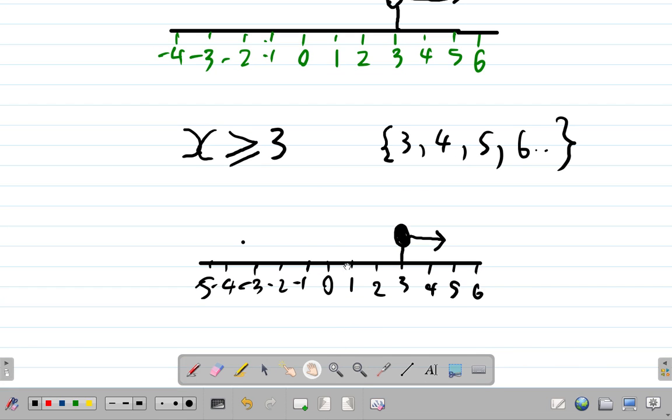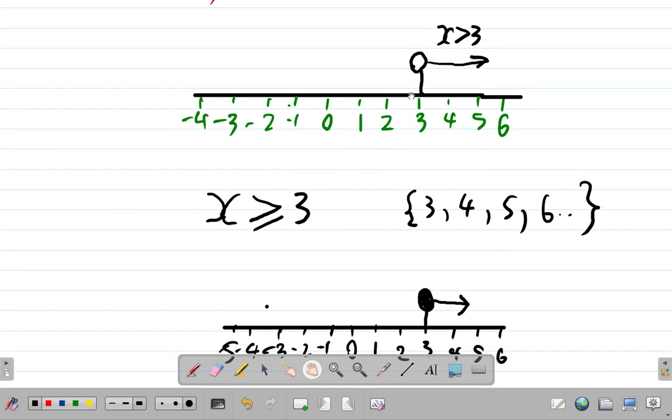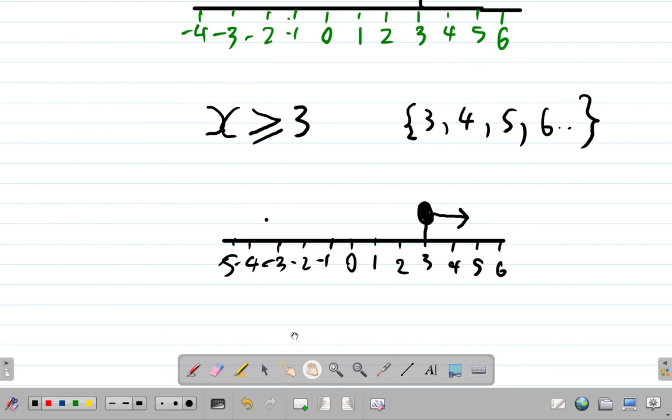Now, here, look, this is x greater than 3. 3 is not included. Use an open circle. X is greater than or equal to 3. 3 is included. You use a shaded circle. Alright, that is how you do this. You see that? So, that is what we're looking at for now. Next time, we'll look some more at inequalities.